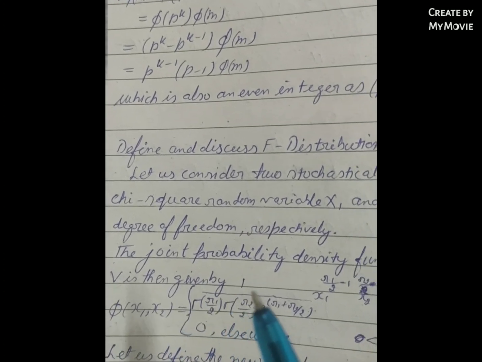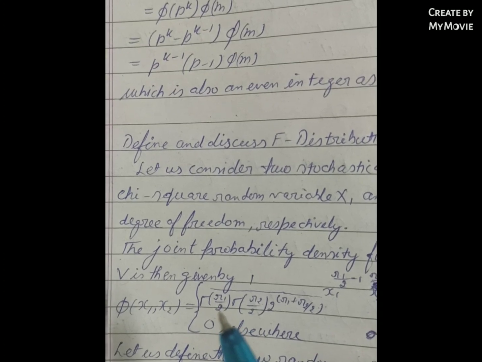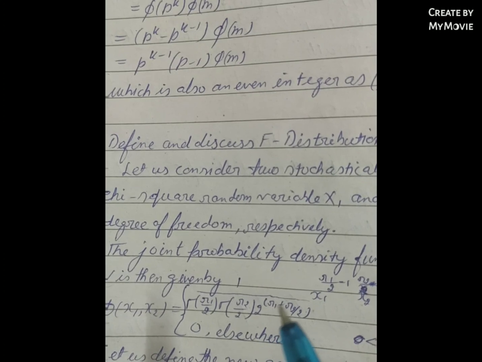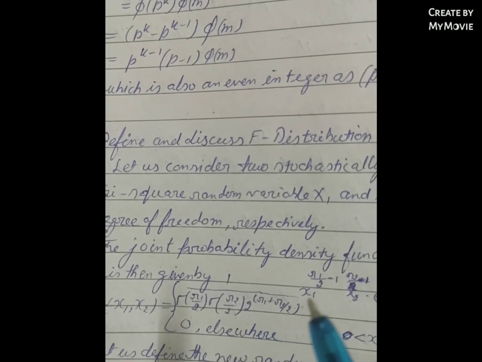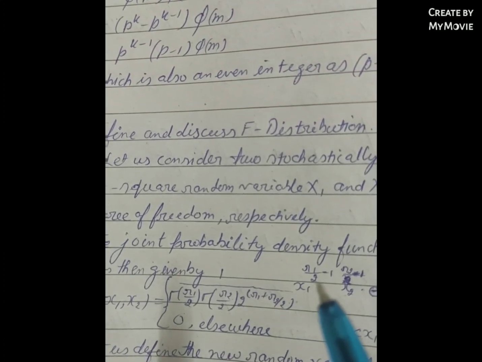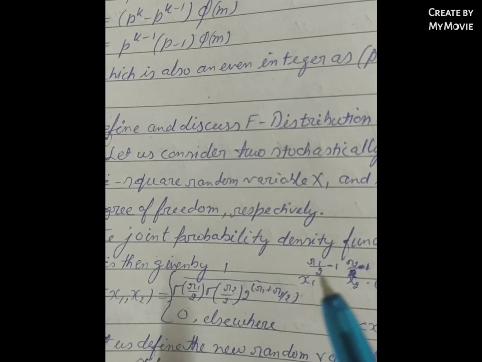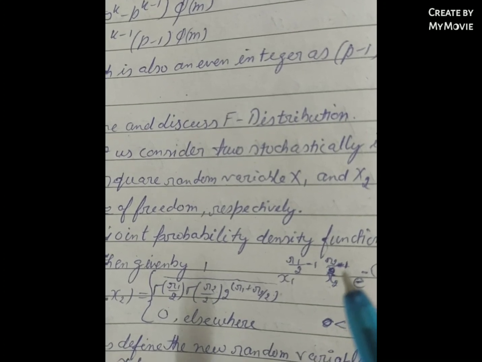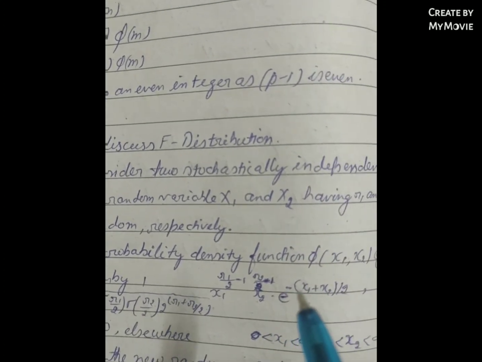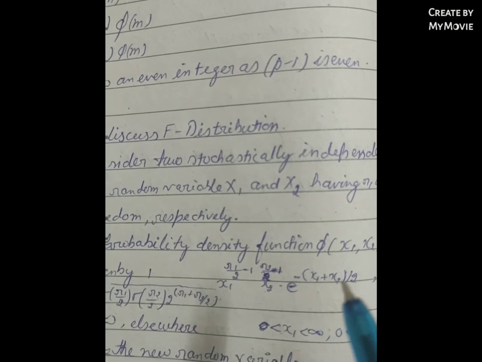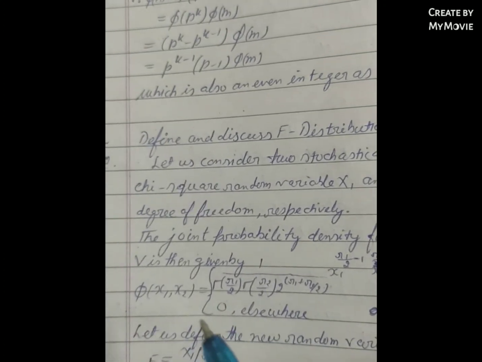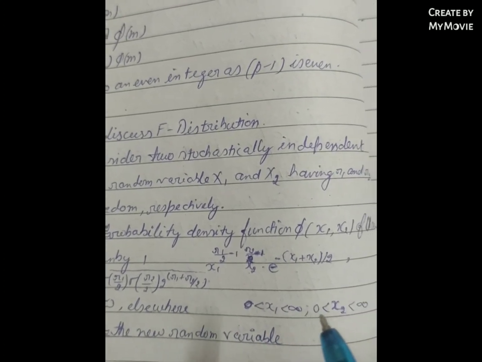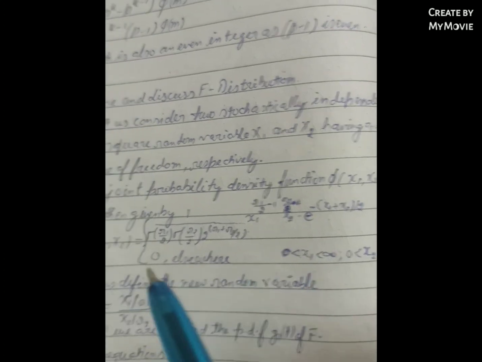φ(x1, x2) equals 1 upon Γ(r1/2) Γ(r2/2) 2^((r1+r2)/2) into x1 raised to power r1/2 minus 1 and x2 raised to power r2/2 minus 1 into e raised to power minus (x1 + x2)/2, and 0 elsewhere. 0 is less than x1 is less than infinity, 0 is less than x2 is less than infinity.